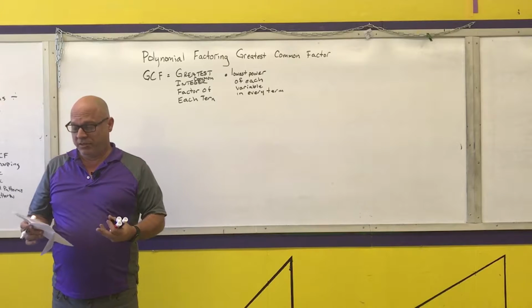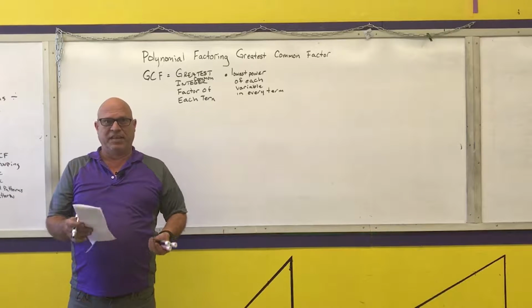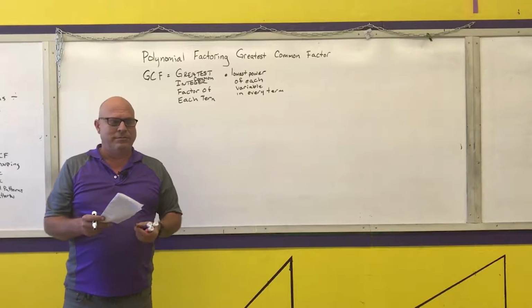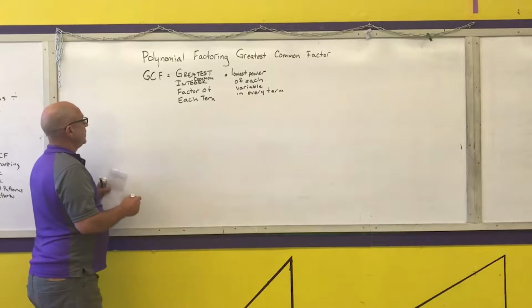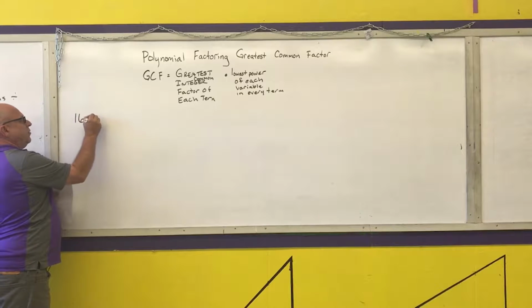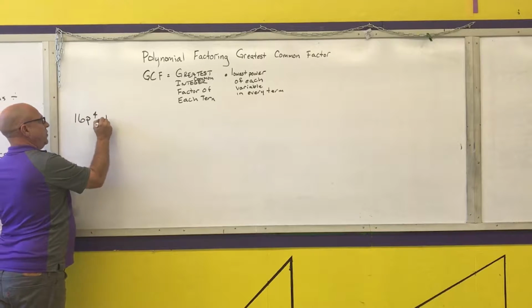And the best way to do this is for me to do just a whole bunch of examples. So I'm probably going to do 10 to 12 examples and show you my thought process. So first one, 16p to the fourth plus 4p cubed.